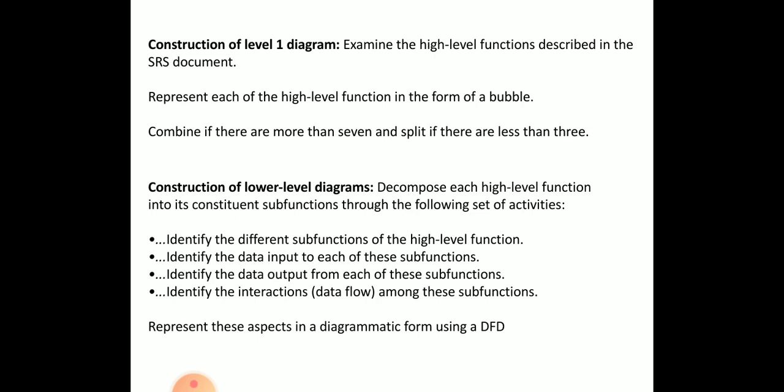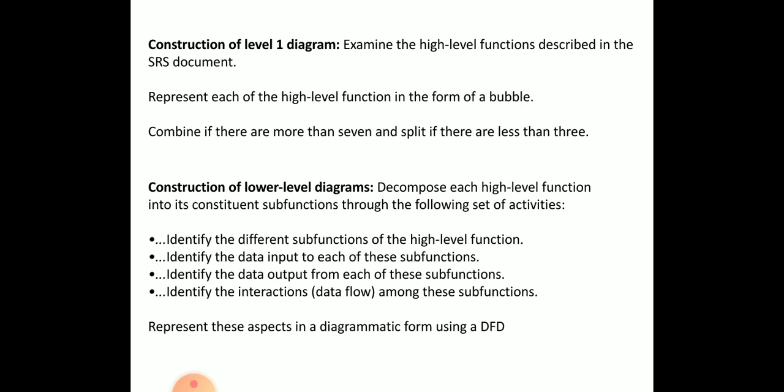Then identify the data input of each of the sub functions. Then identify what may be the data output from each of these sub functions, and identify the interaction. Interaction means the data flow among these sub functions. This is carried out on the successive levels of the DFDs.